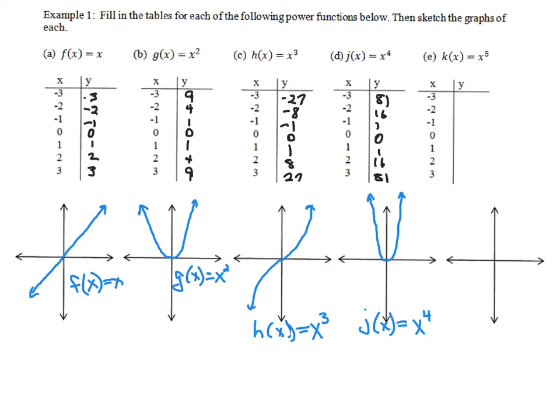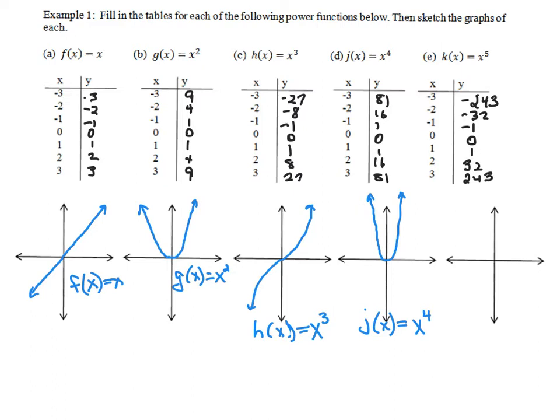Now let's go ahead and do x to the 5th as well. So -3 to the 5th power is -243. -2 to the 5th power is -32. -1 to the 5th is -1. 0 to the 5th is 0. 1 to the 5th is 1. 2 to the 5th is 32. And 3 to the 5th is 243.